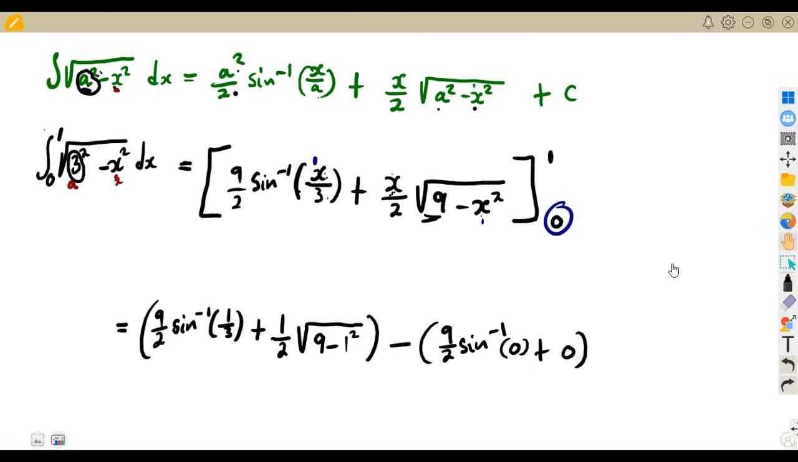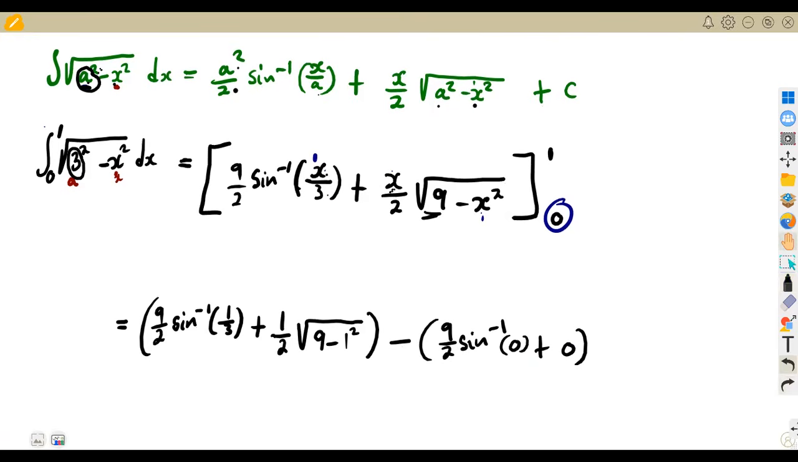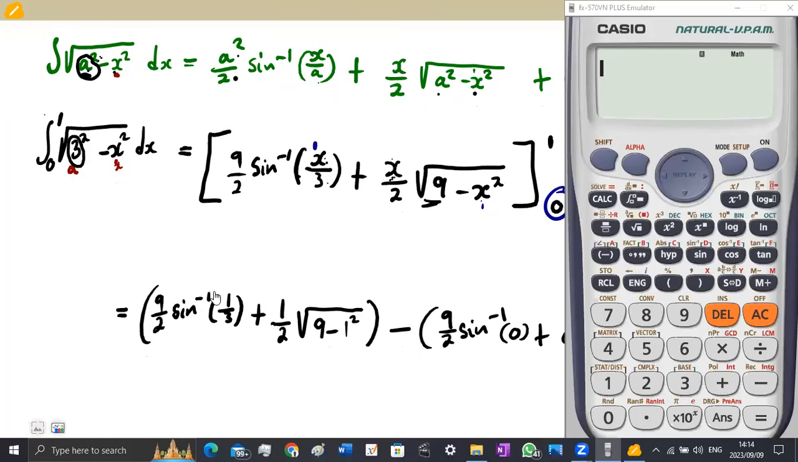If we are to simplify here, all we need now is our calculator. Simplify properly. So let us have our calculator. Also, since we are dealing with a trigonometry part here, our calculator is supposed to be in radians.